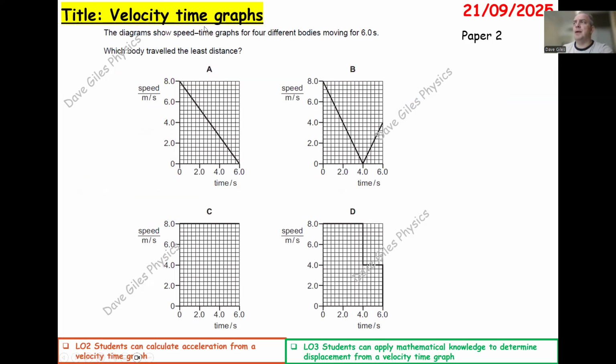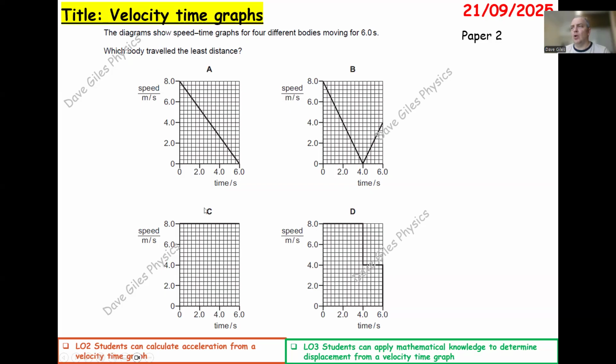The diagram shows speed time graphs for 4 different bodies moving for 6 seconds. Which body travels the least distance? I can see straight away it's not going to be C or D because those are rectangles with only a small section which is not covered. So here, it's a triangle, so it's half the base times the height. It's half times 6 times 8, so 24 meters traveled there.